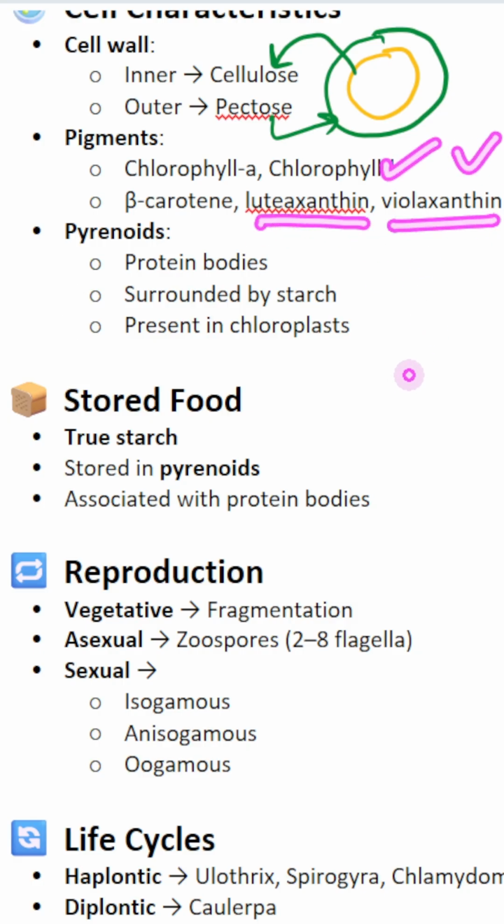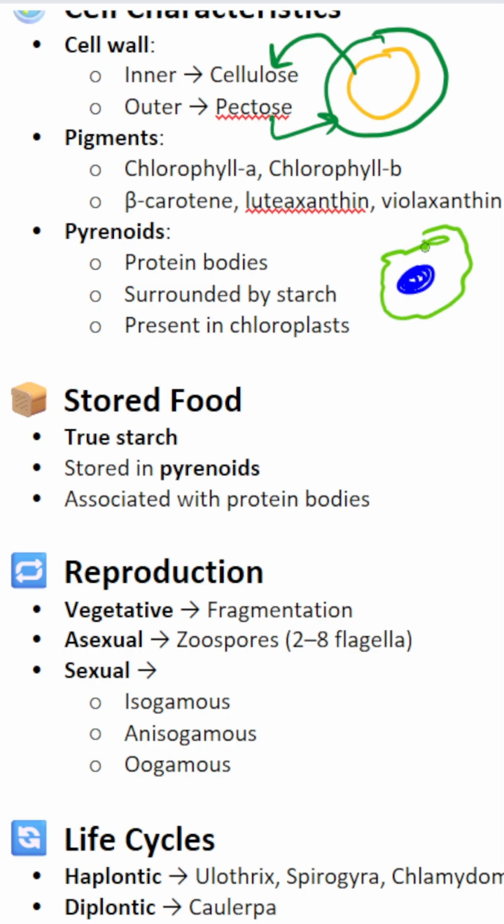Got it clear? And when we go for stored food materials, the food is stored in the form of starch, but in the form of protein bodies, that is pyrenoids. For example, these are the protein bodies present, and these protein bodies are surrounded by starch. The outer part is called the starch, and the inner part is the protein part. Together it is called the pyrenoid.